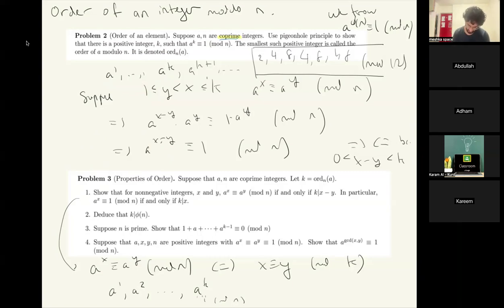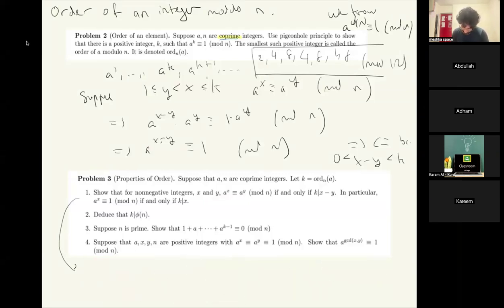And maybe I'll say something here, which is important. These x and y, these exponents, don't have to be positive integers. They can be any integer, right? I have a to the 1, a squared, and so on like this. I also have a to the 0, which is just 1. I also have a to the minus 1, which is the multiplicative inverse. I also have a to the minus 2, which is the square of the multiplicative inverse, and so on. So it goes in both directions.